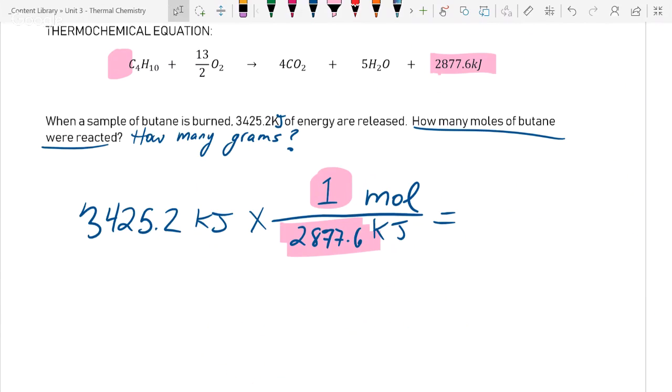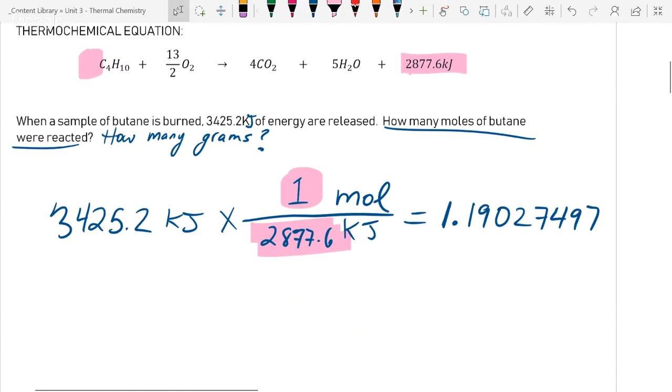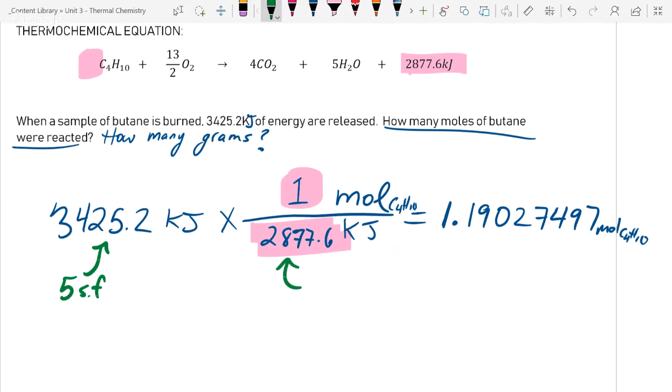Okay. What do we get? 1.19027497. By the way, this is moles of C4H10, right? And what do I want to do with that answer? Okay, yeah, this is how many sig figs? 5. This is how many sig figs? 5. How many sig figs is this? 1 sig fig. Is that correct? Yeah, that's a counting number, right? We are saying exactly 1 mole, which means that is infinitely significant. We don't need to consider it.